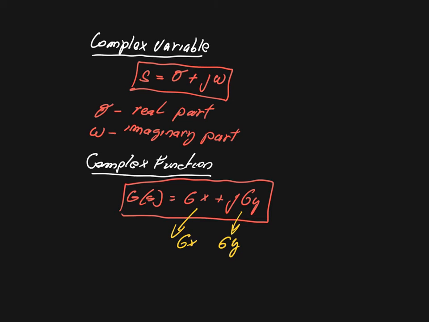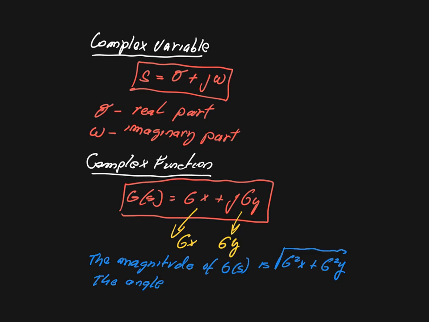Therefore, the magnitude of G of s is the square root of the real part squared plus the imaginary part squared. And the angle of G of s is defined as the arctangent of the imaginary part over the real part.